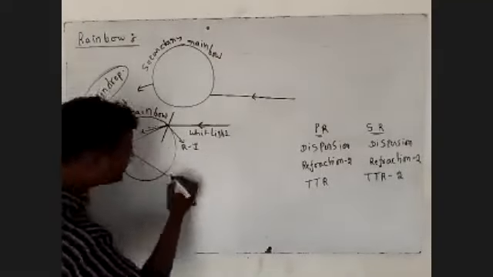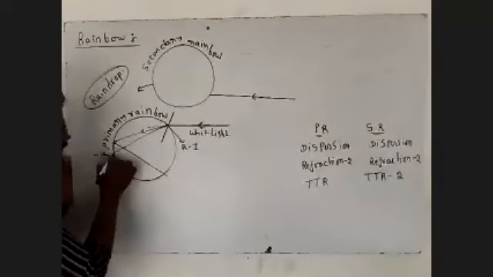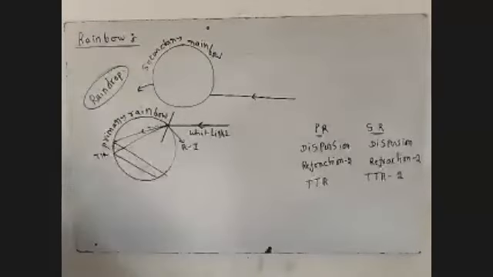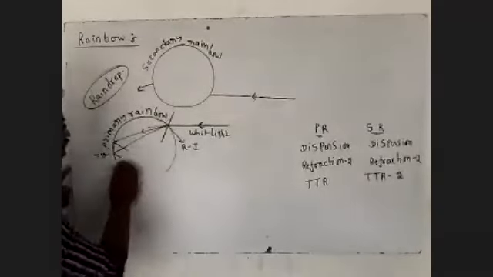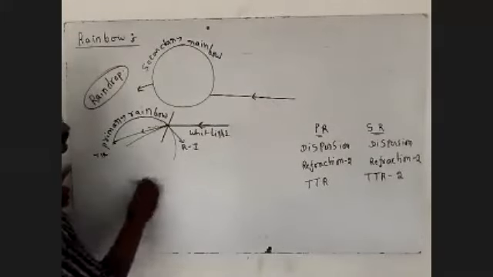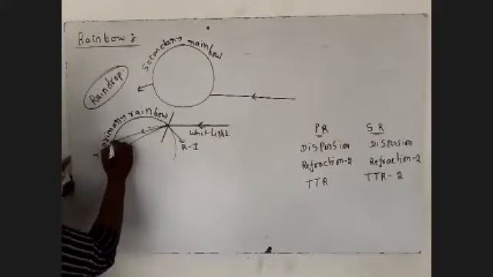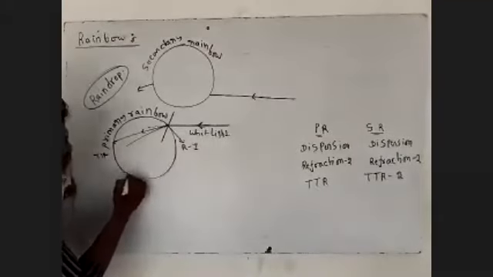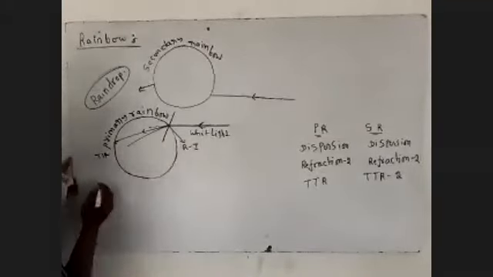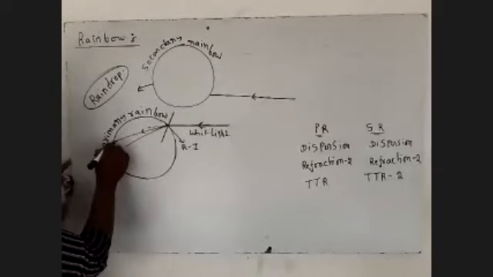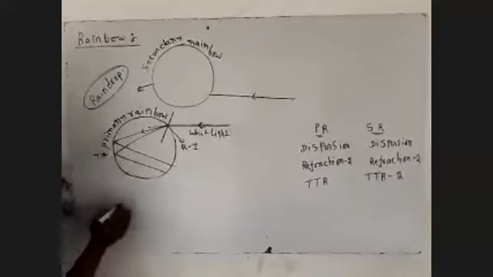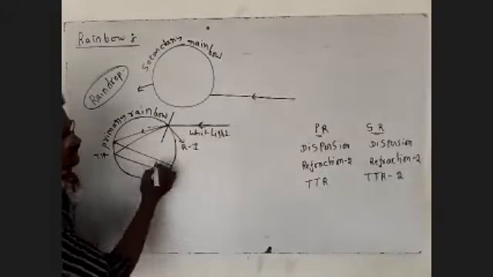So it is reflected here, and again it is reflected here. Drawing neatly. Okay, so this is a rainbow. Water droplet. It strikes at this point and is reflected here. This is the actual direction of the ray.